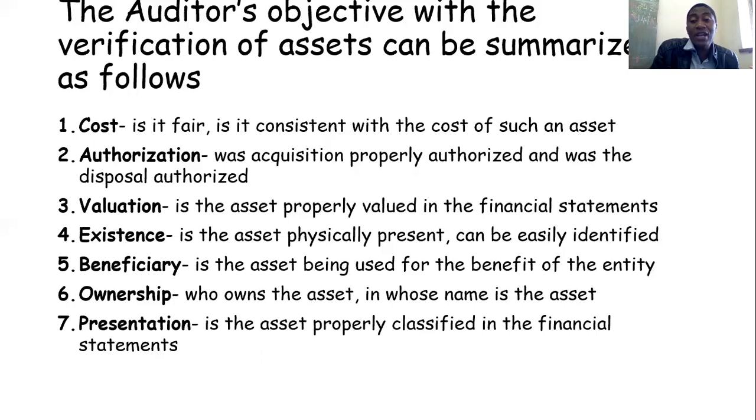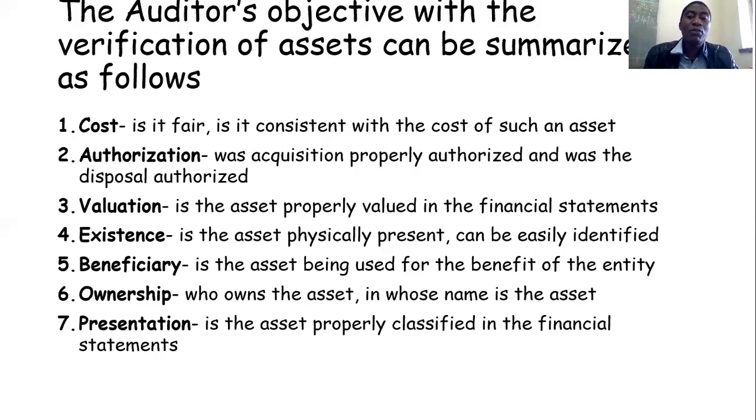Are we going to give the manager that asset and buy him a new asset? Or are we going to take the asset, the motor vehicle, from the manager, then sell that motor vehicle, and take the amount and put it as part and parcel of replacing the new motor vehicle? Number 3, we come to valuation.